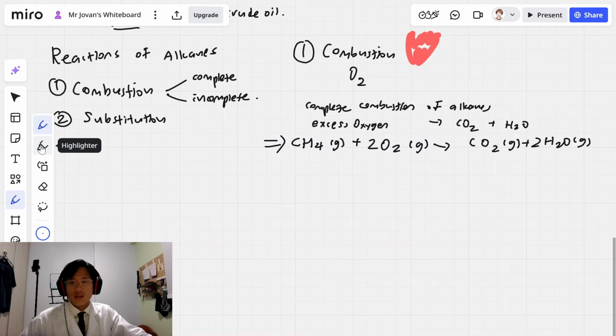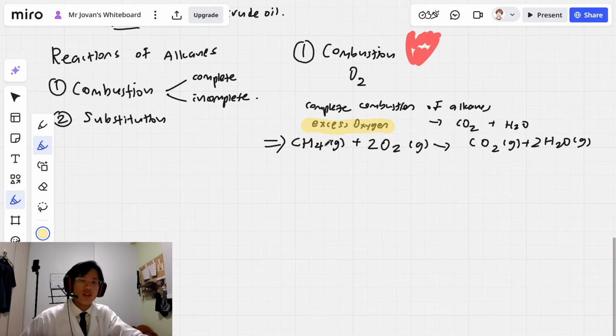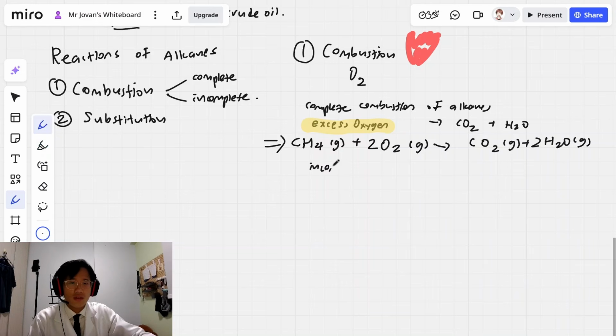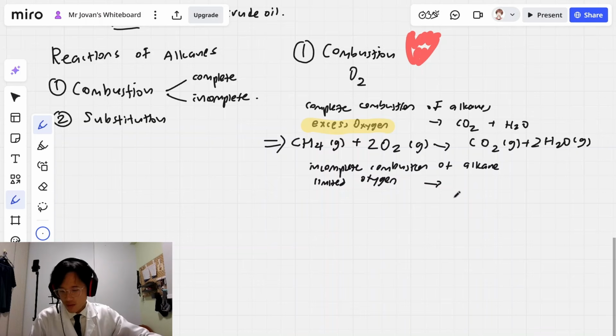This is to ensure that all the alkane will undergo combustion. If there's not enough oxygen, not all the alkane will be able to undergo combustion. So what happens if it's incomplete? Incomplete means I only have a limited amount of oxygen, and my products will be different. I will end up with either carbon or carbon monoxide, but both of them will be plus water.